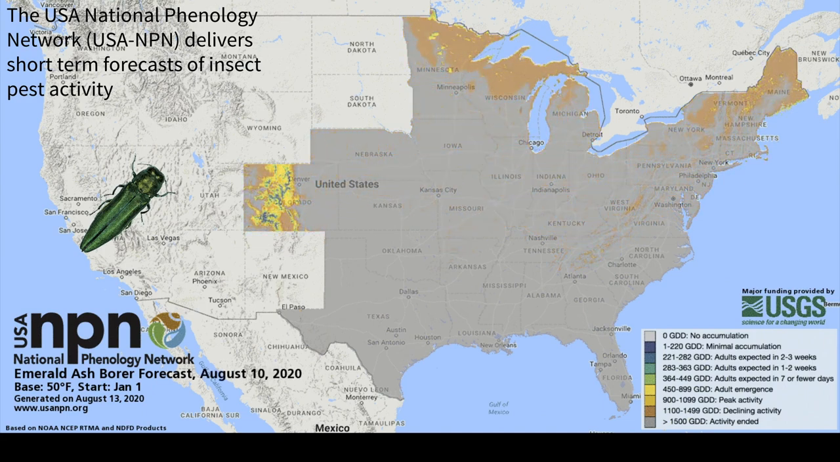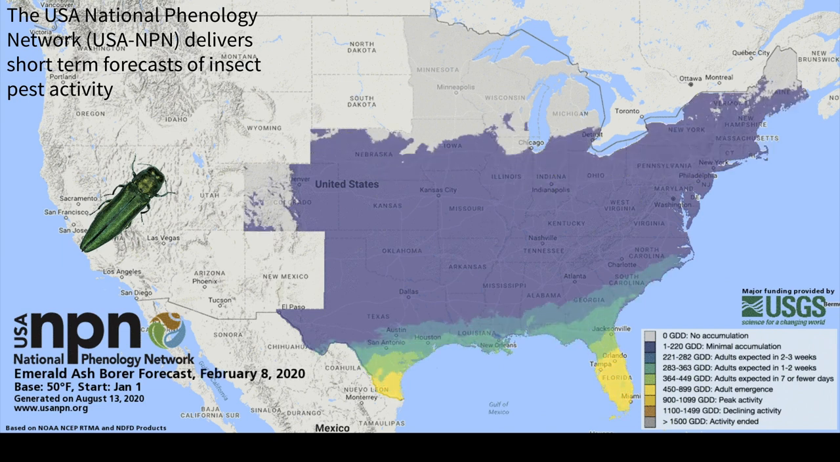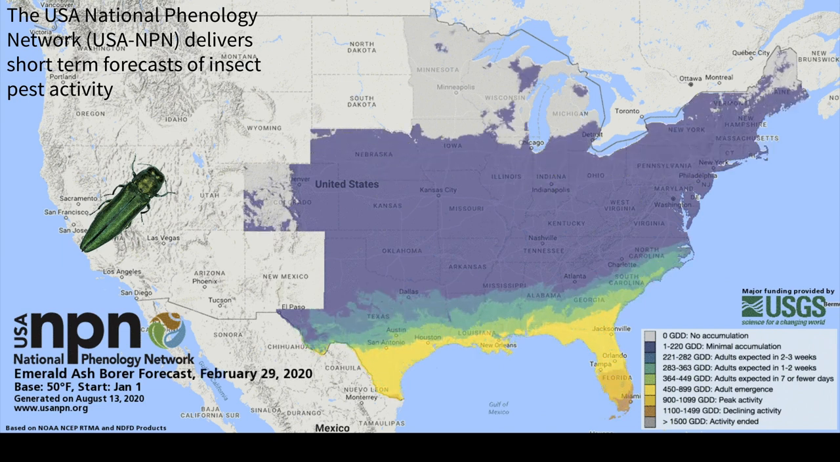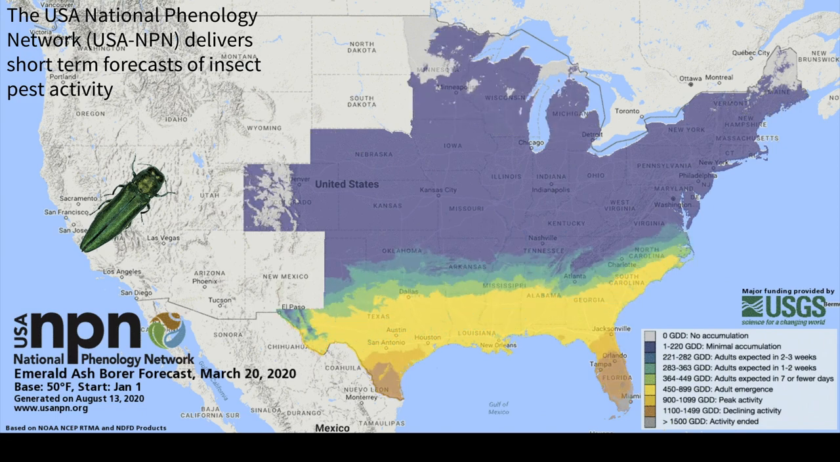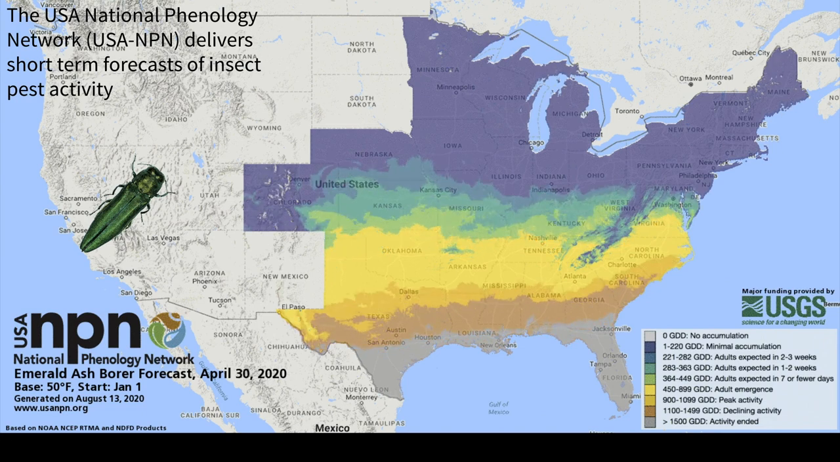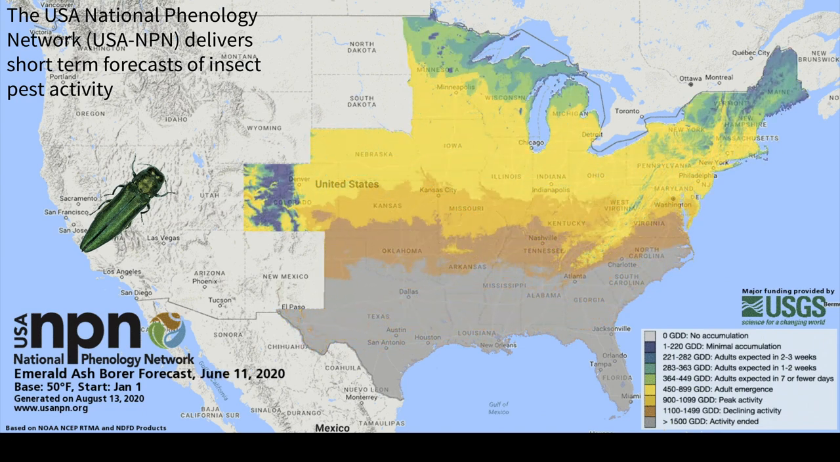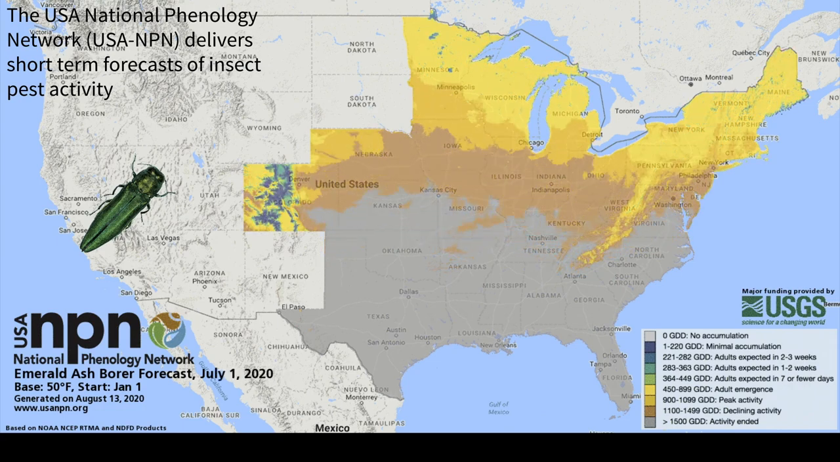As the year progresses, you can see locations shift from blue and green tones, which indicate the location is not yet experiencing conditions associated with adult emergence, into yellow, which is when the adults have emerged and are flying. Eventually, locations progress to tan and brown, indicating the window for controlling the flying adults has passed.